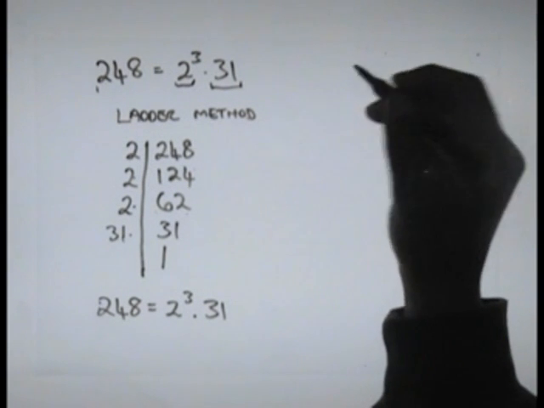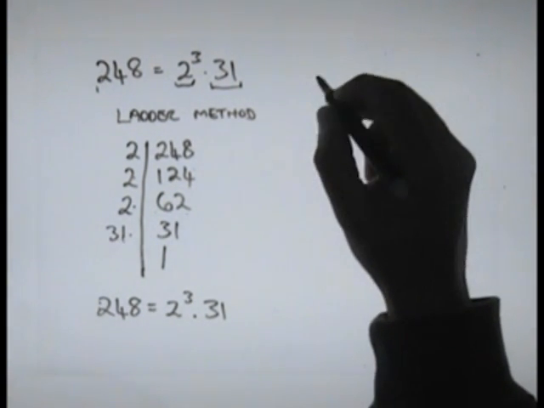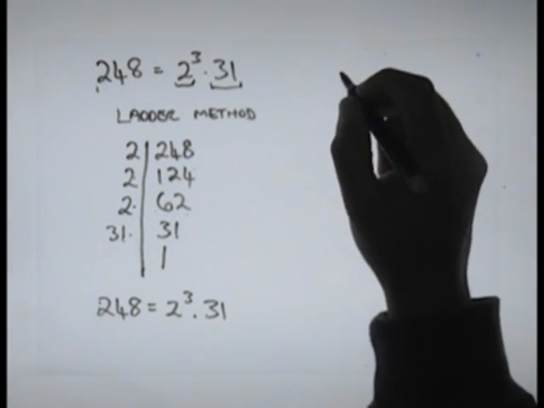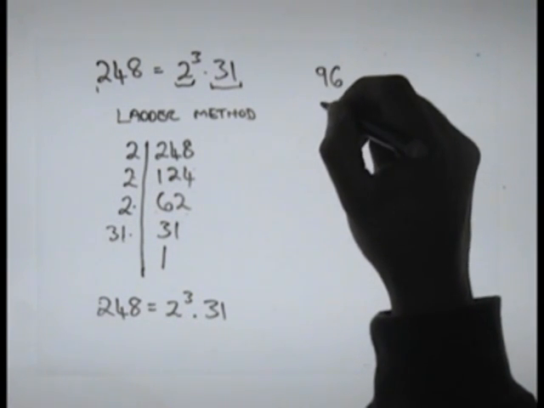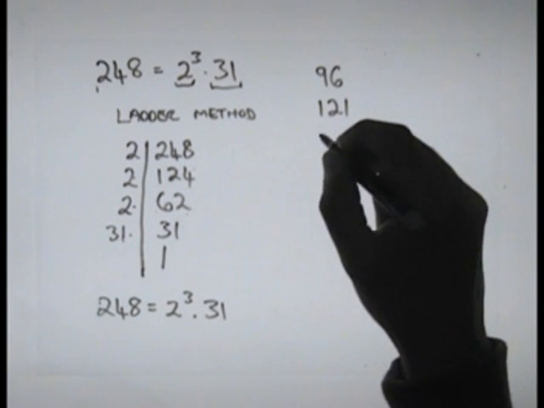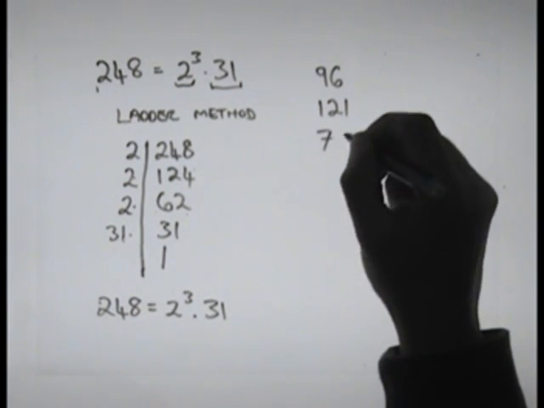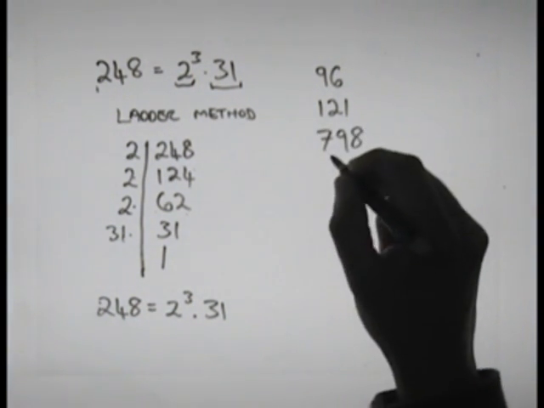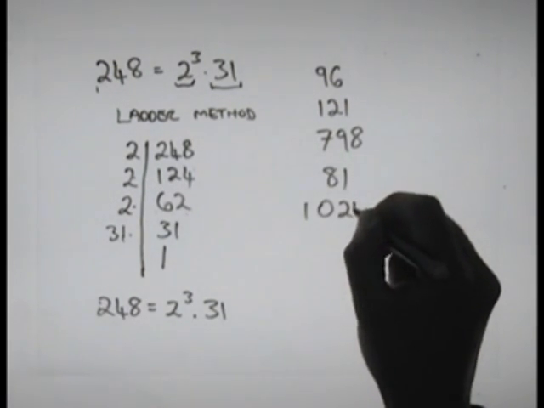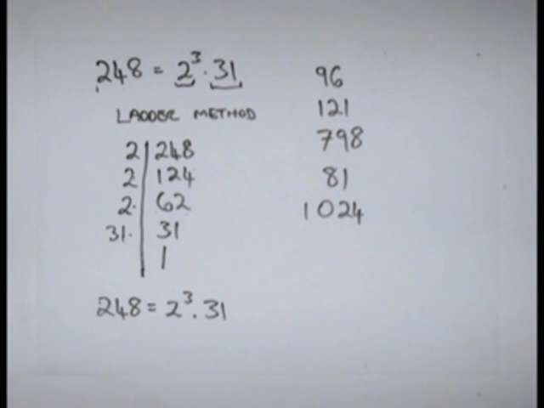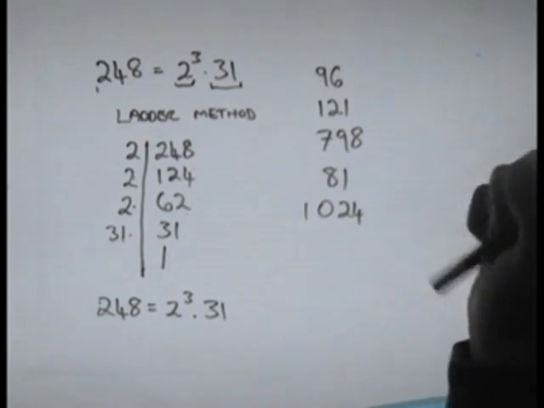Using the ladder method, I want you to break down the following numbers into their simplest prime form. 96, 121, 798, 81, and 1024. Press pause on your DVD player, and when you return, we'll go through these together.